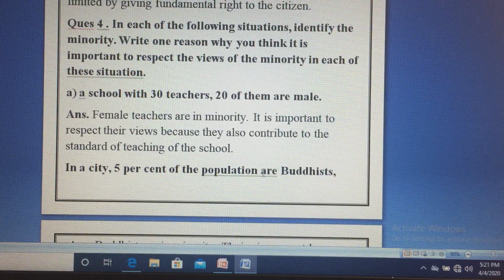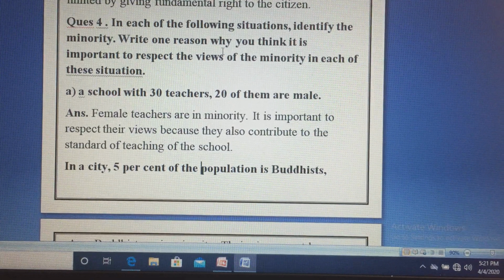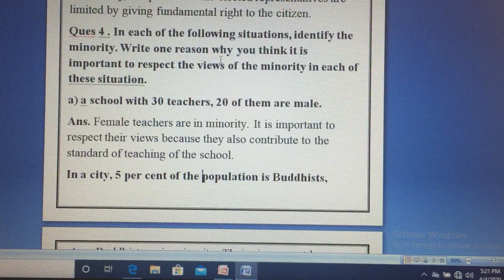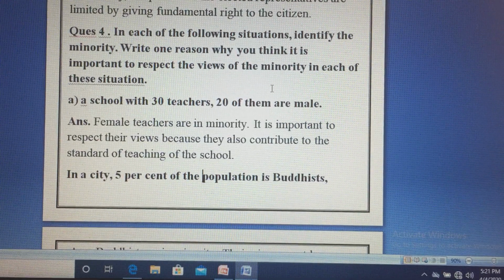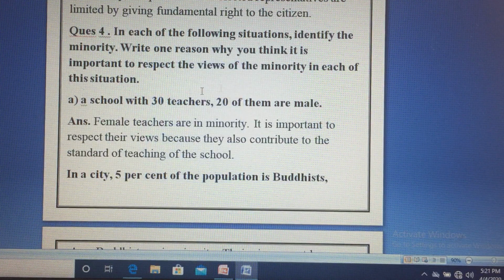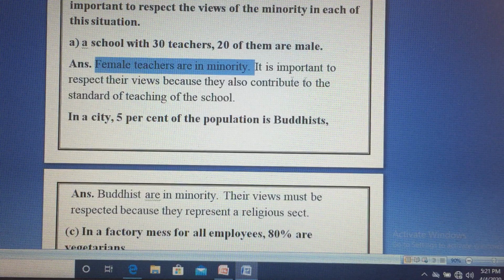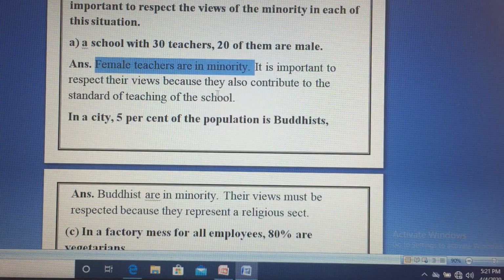In each of the following situations, identify the minority. Write one reason why you think it is important to represent the views of the minority in each of these situations. So there are situations given and we need to discuss. A school with 30 teachers, 20 of them male. So what do you understand? Females are in the minority. It is important to respect their views because they also contribute to the standard of teaching of the school.